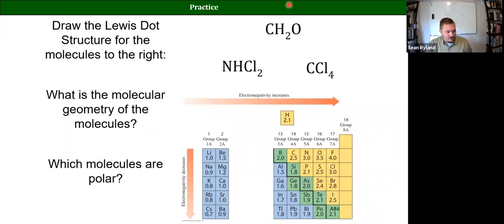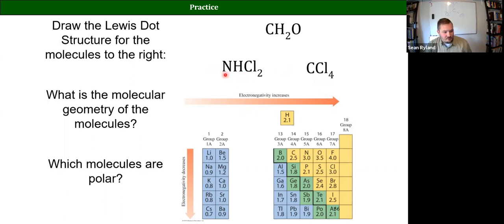Of these other two molecules, carbon tetrachloride, we do have polar bonds, but they're all going to be identical. So this is also like the carbonate example, in that the carbon tetrachloride has polar bonds equally in all directions. So they're all going to be identical. The chlorines are all pulling the electrons away from the carbon, but they're doing it uniformly around that tetrahedral structure. So it would be nonpolar.